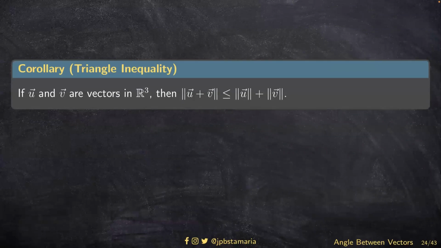Let's see. As a consequence of the Cauchy-Schwarz inequality, we have what we call the triangle inequality. A while ago, I mentioned something about the norm of the sum and the sum of the norms. Using an example, I was able to illustrate that these two quantities are not necessarily equal.